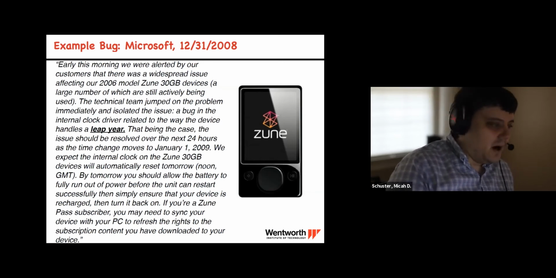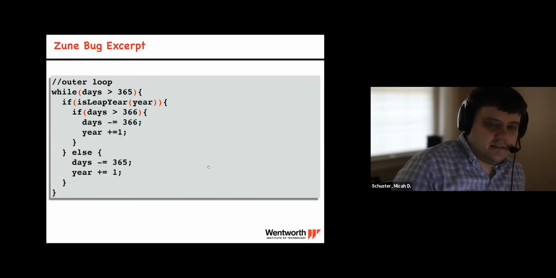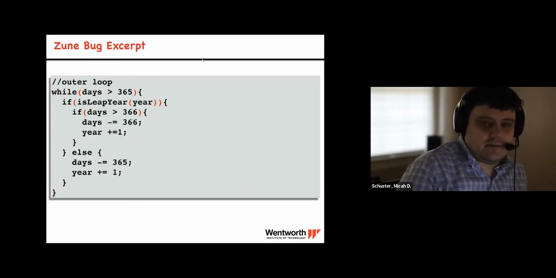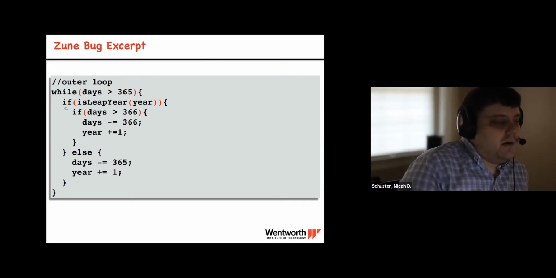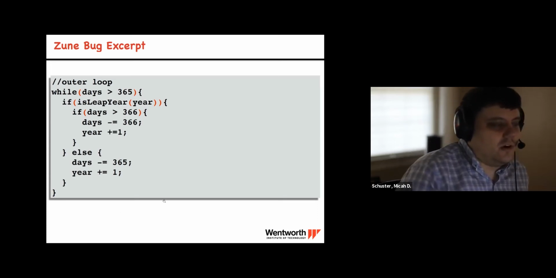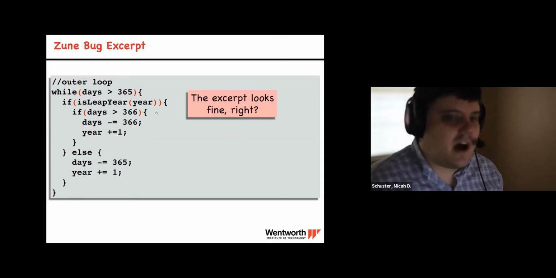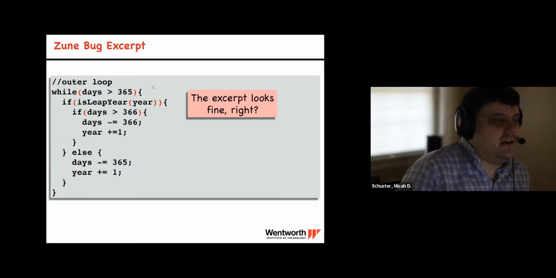This was a coding problem. They say, okay, it's a bug in our internal clock driver. The bug was just this. This is the actual code that caused the problem. Now, we haven't talked about loops yet. That's actually coming up next Tuesday. But there's a couple of if statements here. And if you just look over this and maybe write out some examples of this, or just give it a quick glance, it probably looks fine.